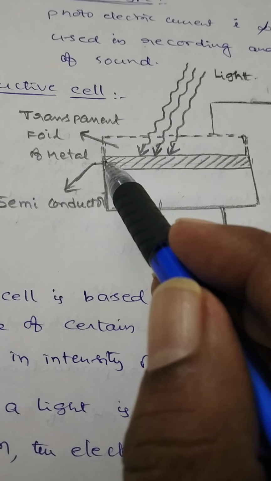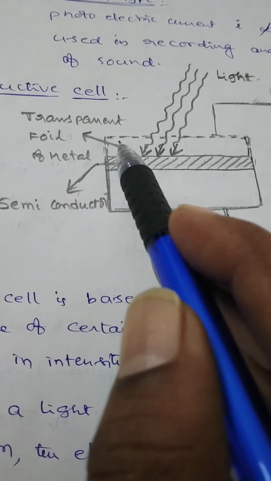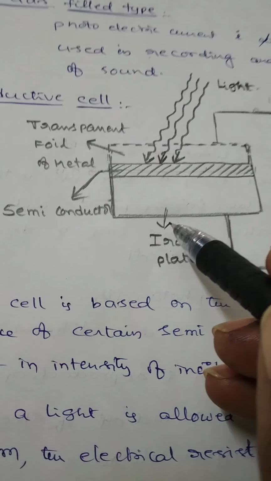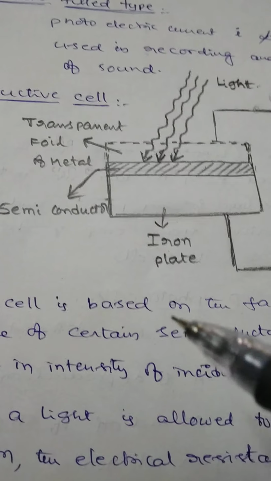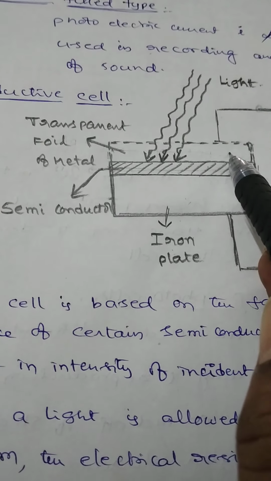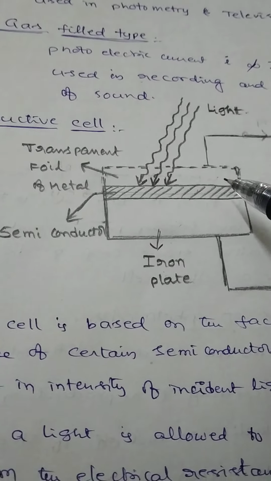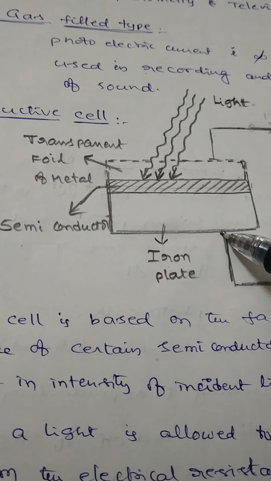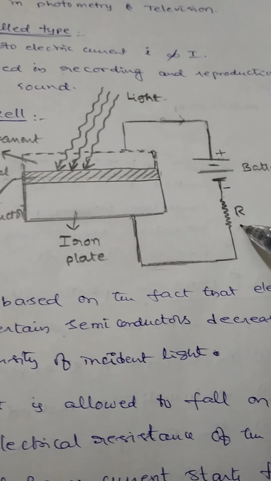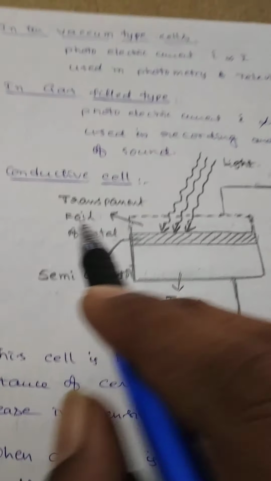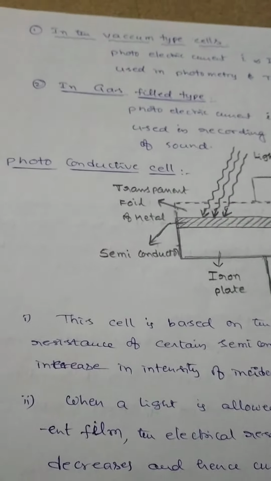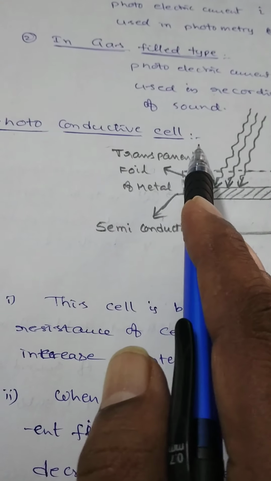Again, on the semiconductor, there is a transparent foil of metal. Transparent foil of metal means silver material. It is taken in the form of a very thin film that is mounted on the semiconducting material. Again, in between this transparent foil and the iron plate, a battery is connected through a resistance. This is the construction of the photoconductive cell.